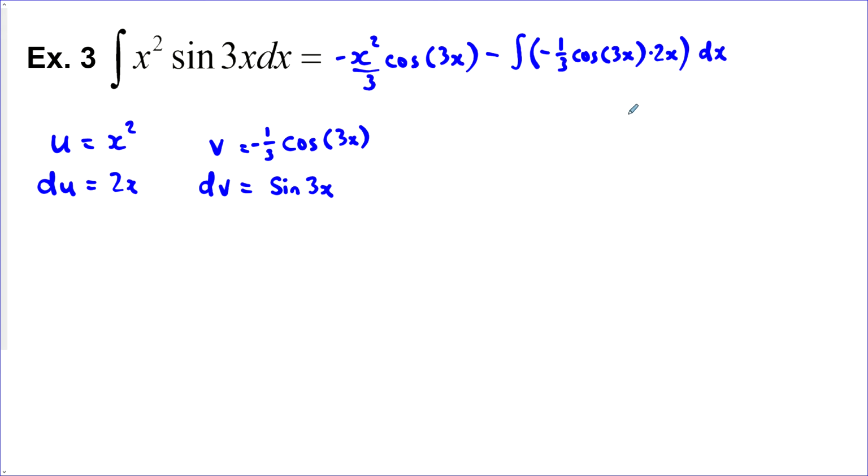dx. Now this thing here, let's try to tidy it up a bit before we go on. So I've got negative x squared over 3 cos 3x. But this part here, I'll take the negative and the constants and put them in front of the integral, just so they're not distracting me. So I'll make this plus 2/3. And inside the integral here, I've got a cos 3x and an x. Remember, I took the 2 out already.